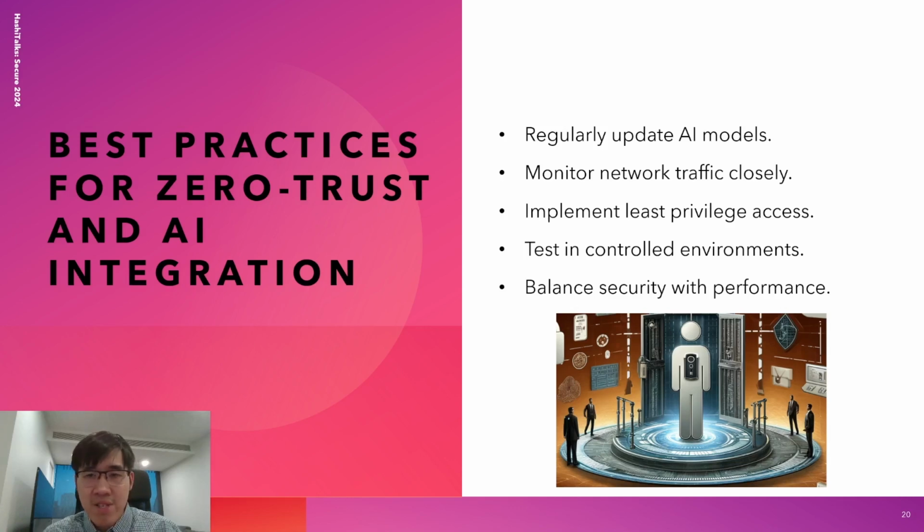So some best practices are: regularly update your AI models, monitor your network traffic closely, implement least privileged access policies, make sure you test in controlled environments. Don't just go to prod directly. Make sure you do a lot of testing before you actually put these kinds of integrations forward, and make sure that you balance security with performance.